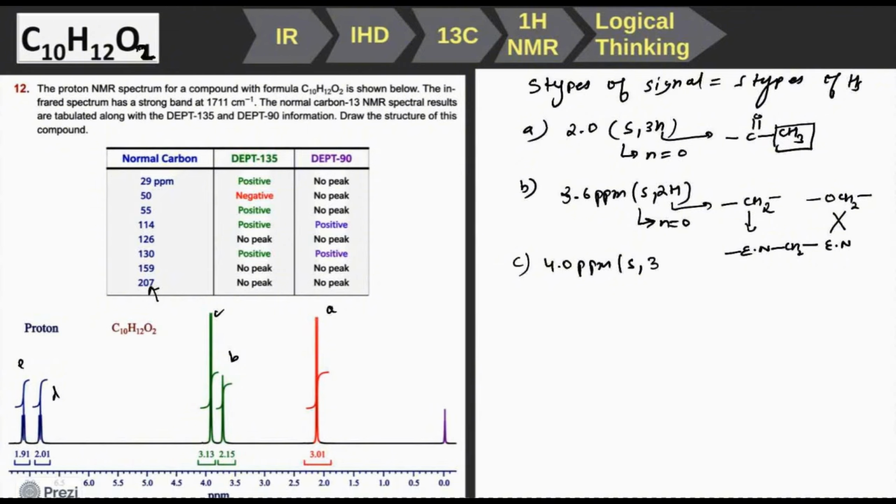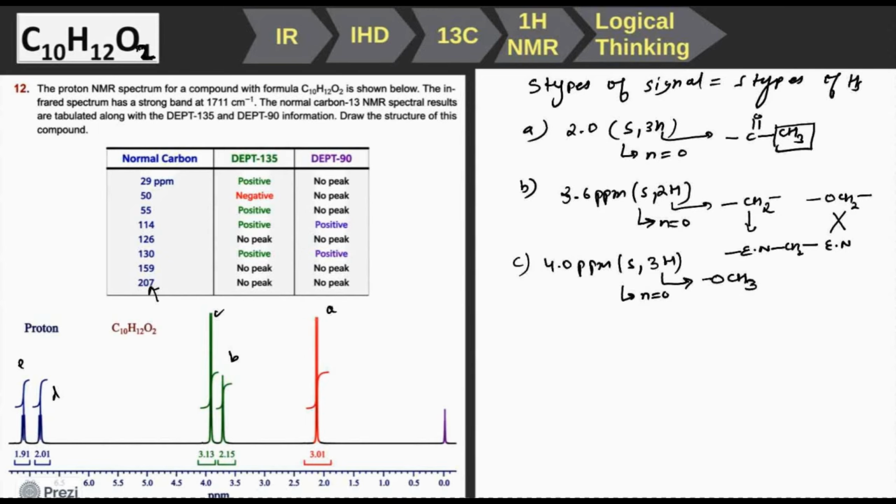Now signal C is also around 4 ppm, and this is also a singlet, and it corresponds to 3 hydrogen. Singlet means neighboring hydrogen 0, and 3H means it belongs to the methyl, and this methyl is attached to oxygen. That's why it is going to 4 ppm.